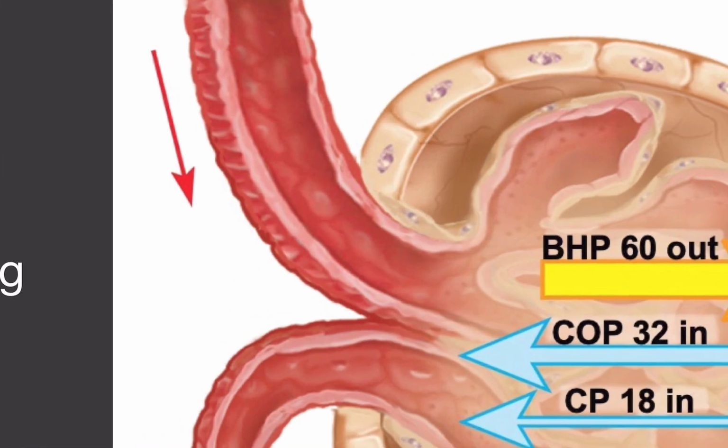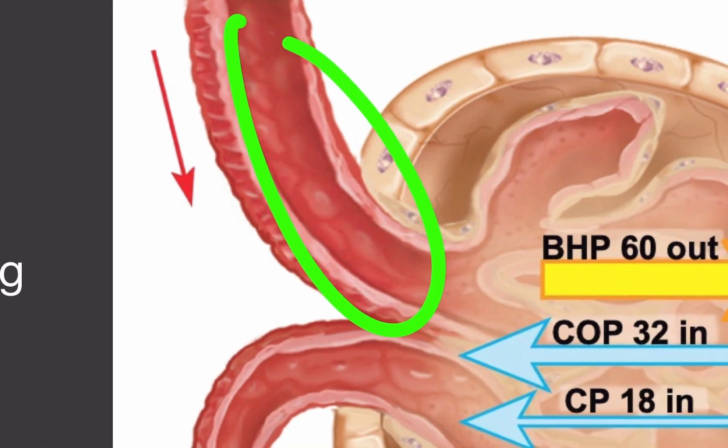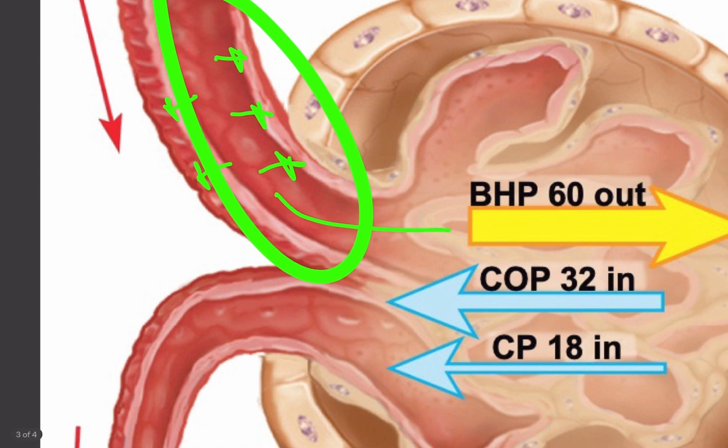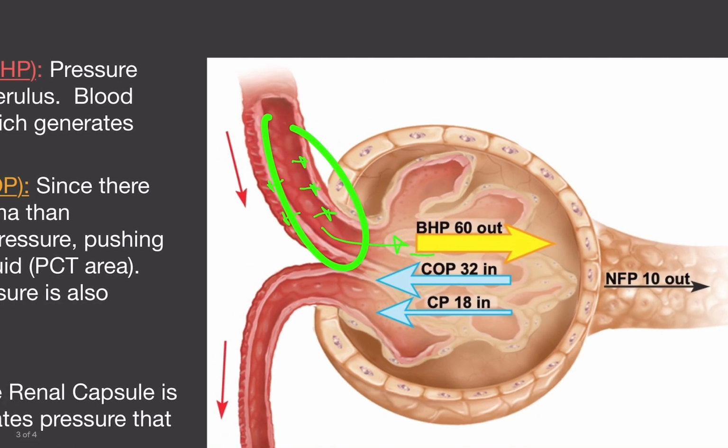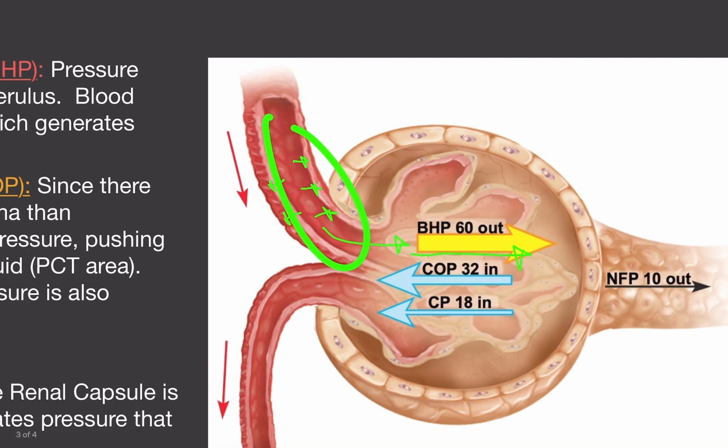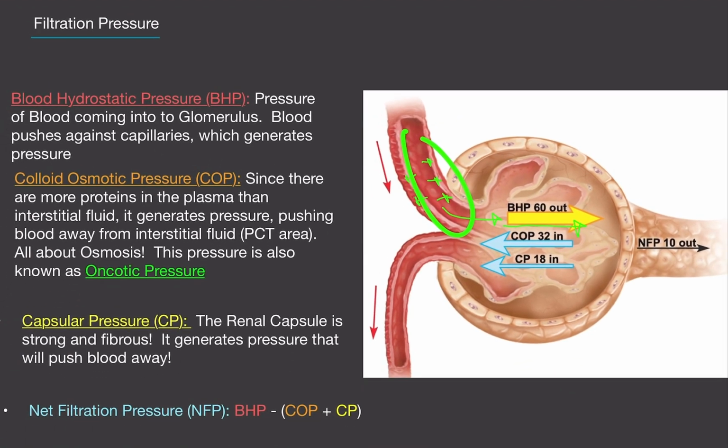So blood is entering through here. What actually happens is the blood is pushing against the capillaries here. And when this happens, it generates pressure outwards like that, which pushes into the glomerulus like that. That's basically the very shortcut of what BHP is. By the way, if you're taking the MCAT, they love to ask these kinds of questions. They love pressure questions like this.